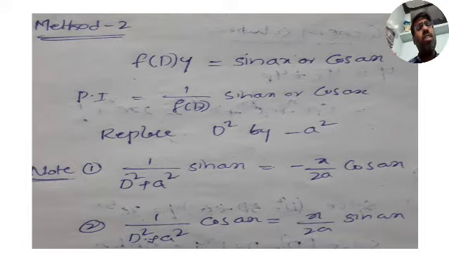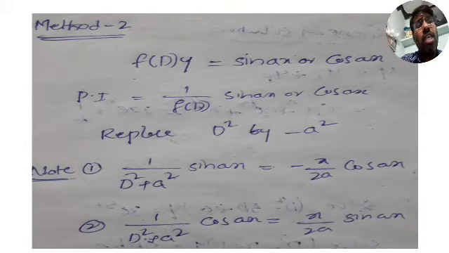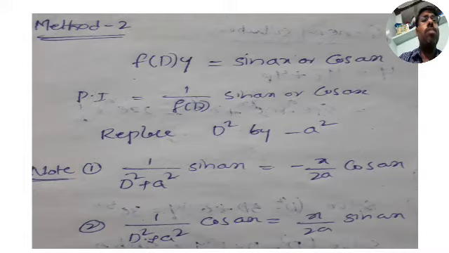The method is very simple. Replace D square by minus a square. You know the value of a, so you can find a square, and then minus a square. Replace D square by minus a square and you will get the answer. If the denominator is 0, then the note is: 1 by D square plus a square of sin x is minus x by 2a cos x.